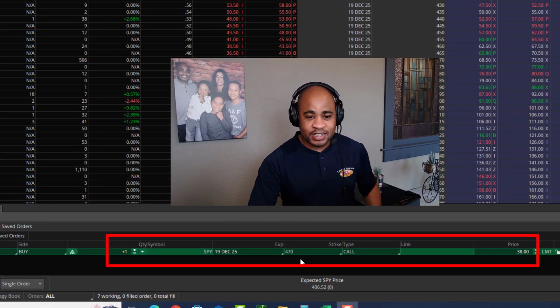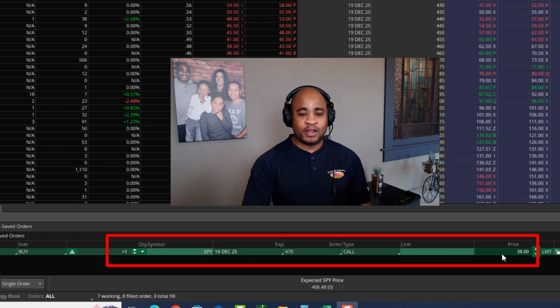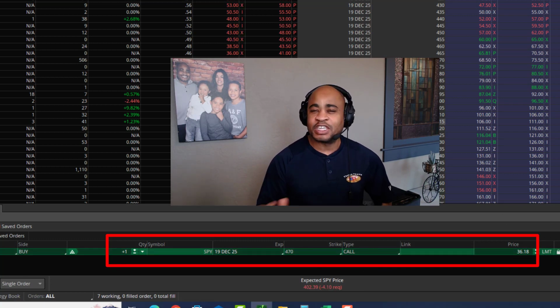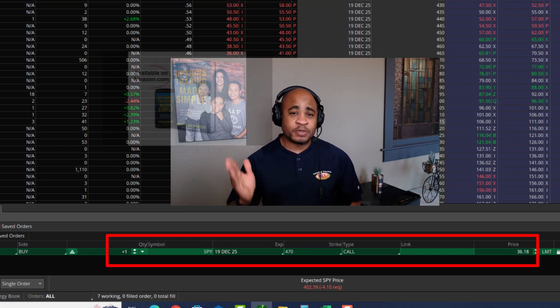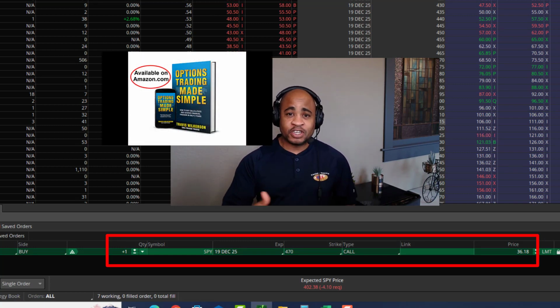So here's the trade I'm about to place. It is a December 2025 470 call option, probably going to get it for about $3,600, give or take. Again, based on a template, read the book several times. I cover all the rules, risk parameters, etc.